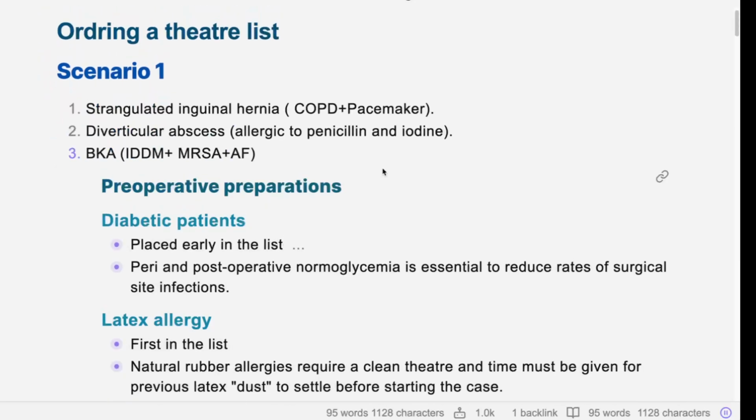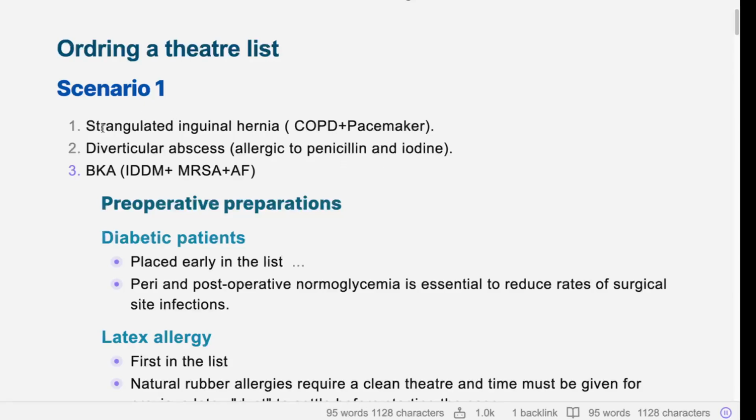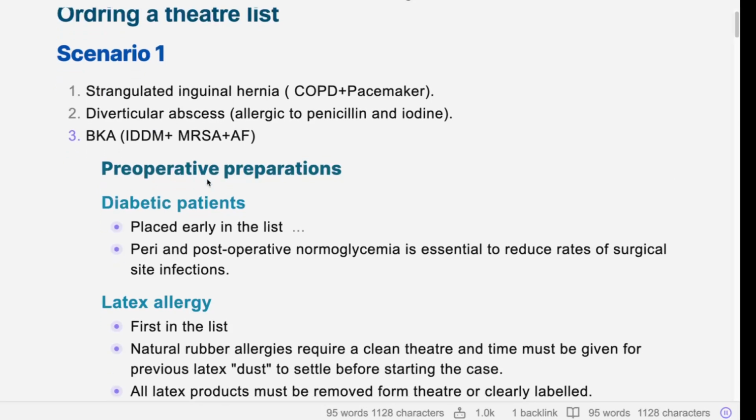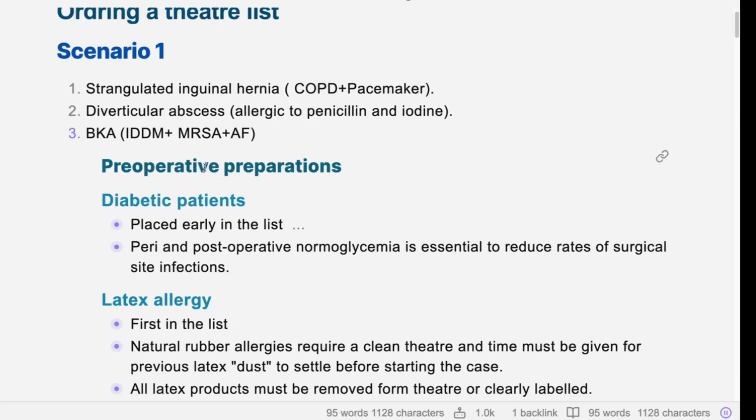So, starting with a patient who has a strangulated hernia, COPD, and a pacemaker. The other one, diverticular disease, allergic to penicillin and iodine. The third one is a knee replacement, and this patient has insulin-dependent diabetes, MRSA positive, and atrial fibrillation.